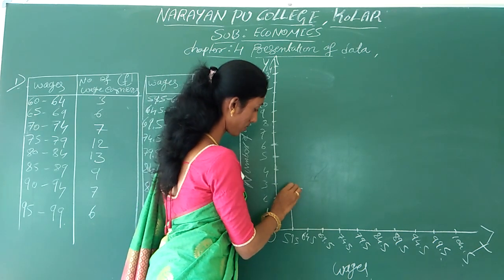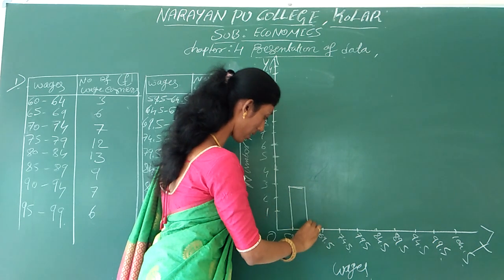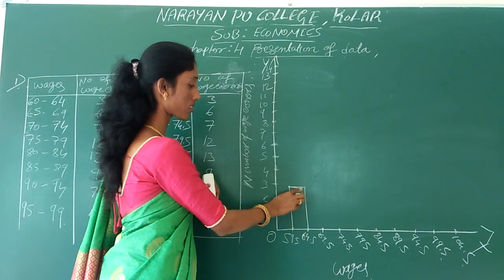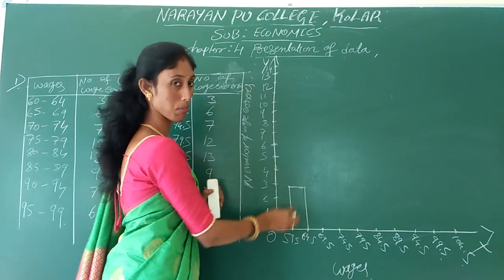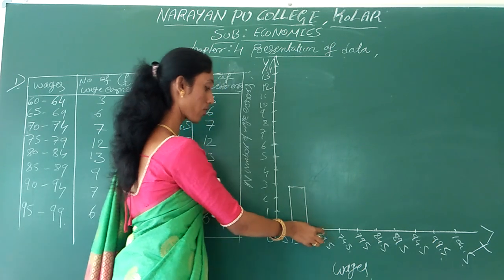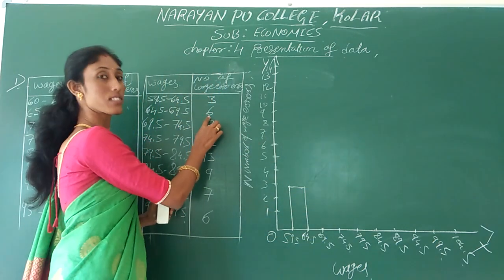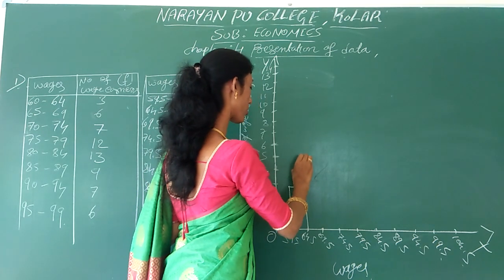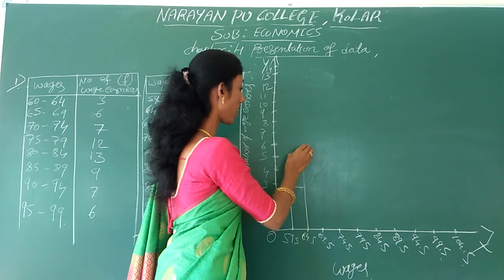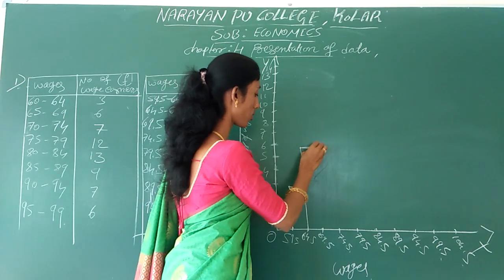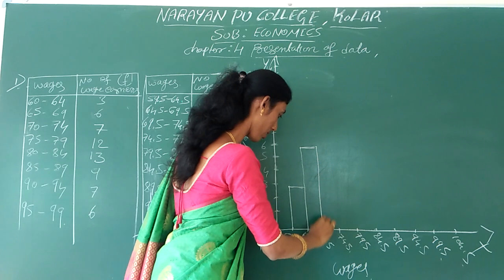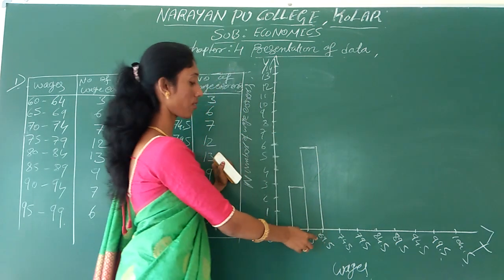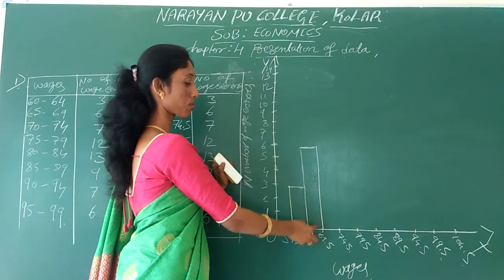Draw it as a rectangle shape. From 59.5 to 64.5, the number of wage earners is 3. Got it? And from 64.5 to 69.5 is 6 members. Now extend this line up to 6. Now take a rectangle shape, vertical, and add it to the 69.5. From 64.5 to 69.5, the wage earners are 6 members.